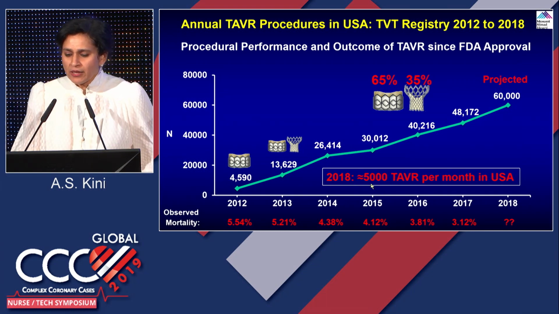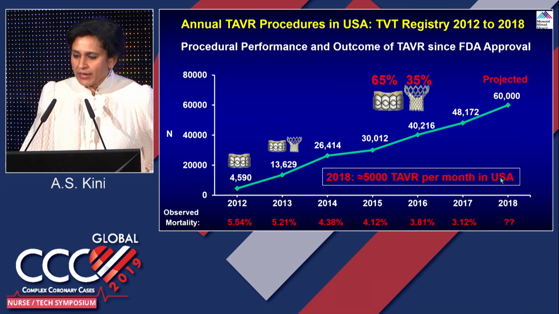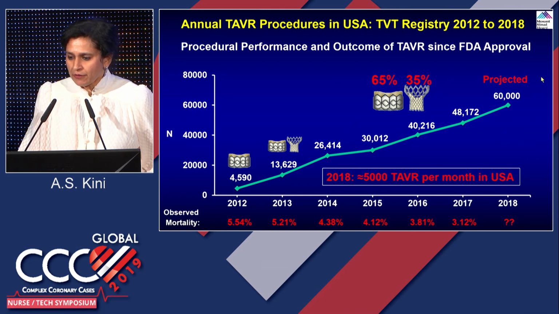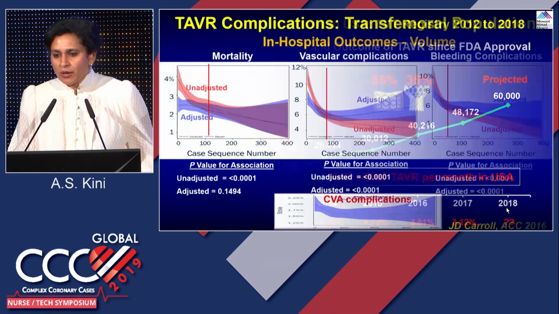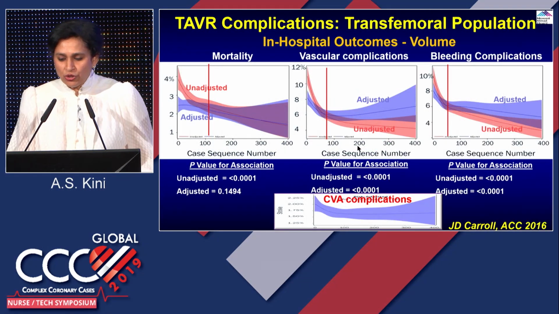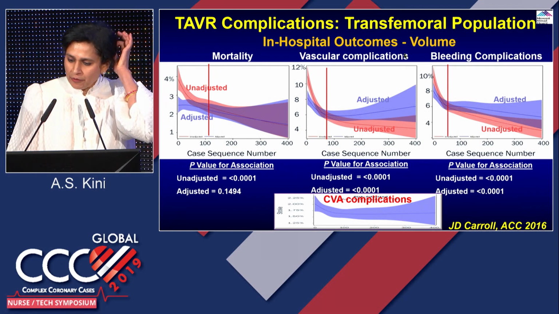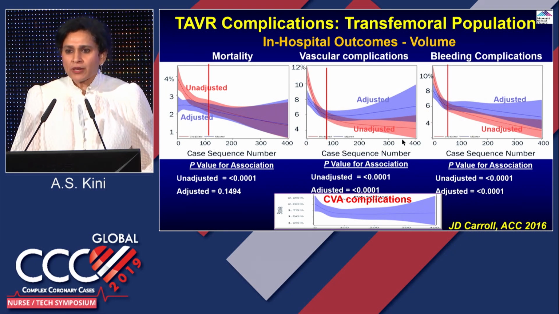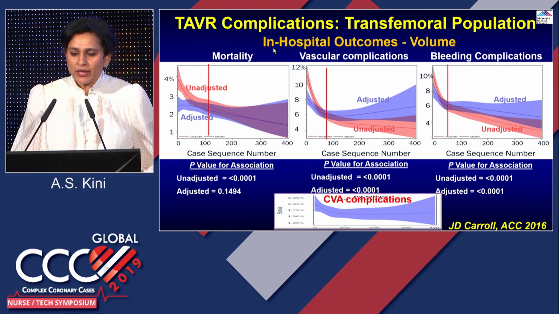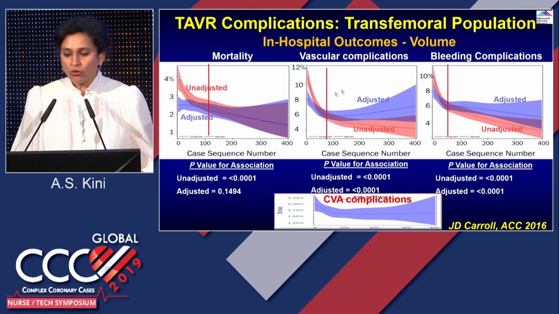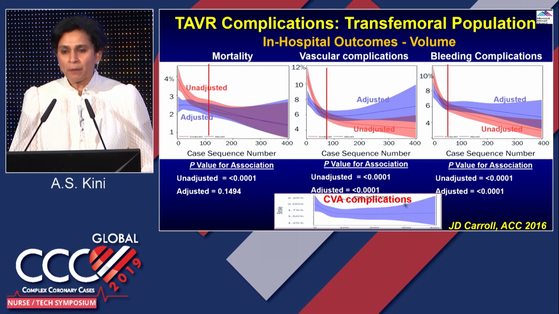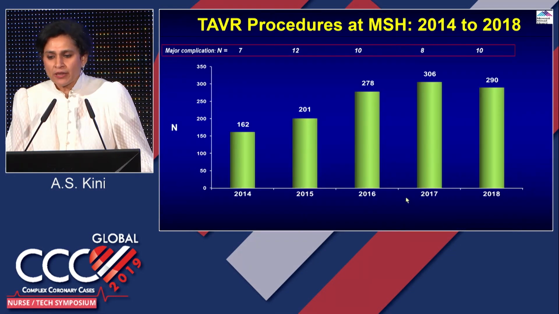That 2018, 5,000 TAVRs per month in United States. But projected for 2018 was this much. For 2019, we expect it to really go to probably 80,000 or so. But what you need to know also, like I think Beth mentioned in her talk, is that you need to also think about in-hospital outcome and outcomes outside the hospital, mortality, vascular complication, bleeding complication. Everything has been followed, and right now every complication is less than 1% even in the TAVR.